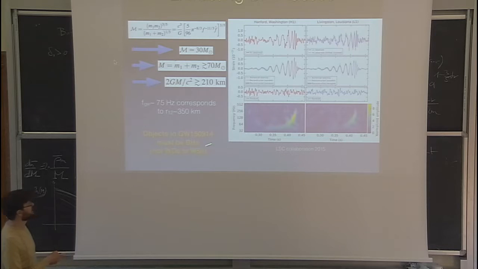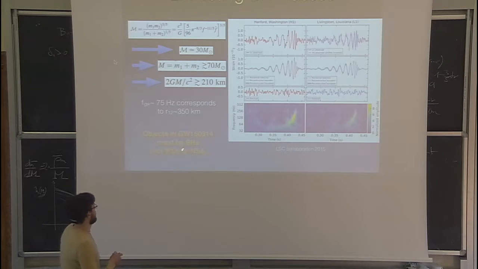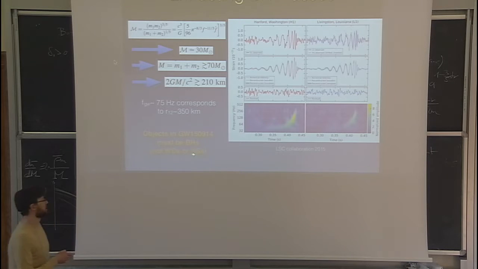So this picture and this calculation that you did shows you that the objects that LIGO is seeing must either be black holes or they must be very compact. They could, of course, in principle, be neutron stars. White dwarfs are probably not, well, they have a maximum mass and they're probably not compact enough.